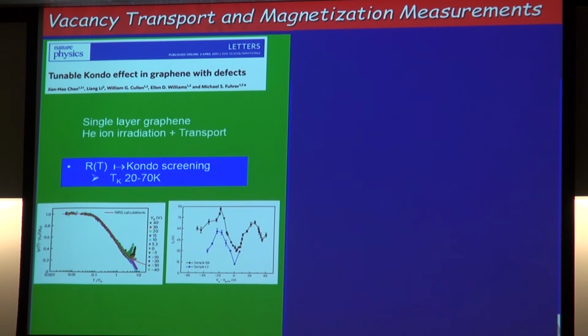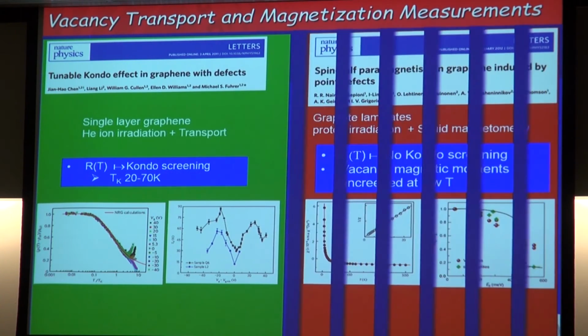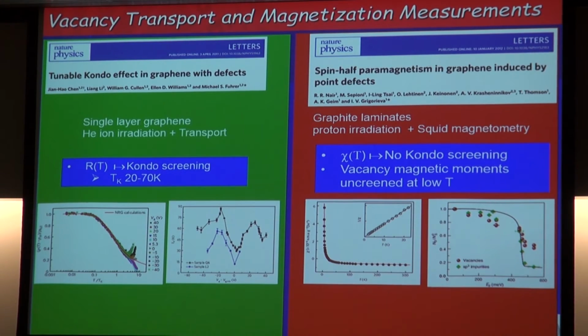And this was a big surprise because, as I'll show you later, you cannot have Kondo screening in graphene. But here comes experimental evidence. A year later, in the same journal, a Manchester group measured the second signature of Kondo screening, magnetization. They looked at the temperature dependence of magnetization in graphene. Of course, for magnetization you need large samples. They used big laminates and SQUID magnetometry. But they came out with the verdict that there's no Kondo screening. They went to the lowest temperature and saw Curie behavior all the way down, no Kondo screening.